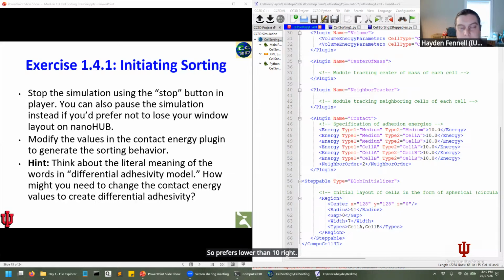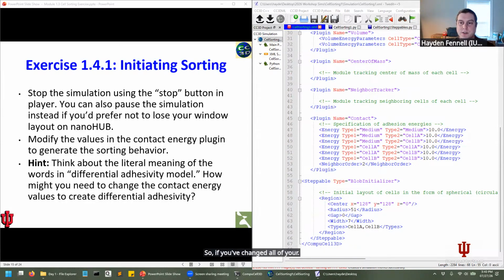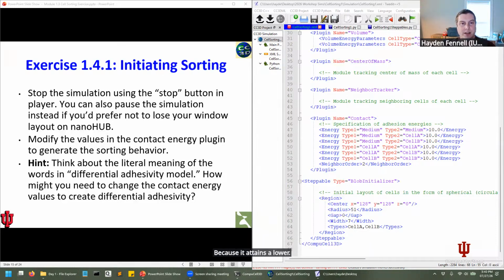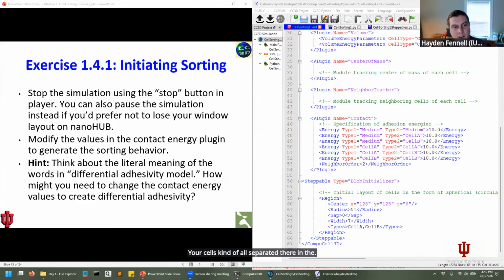So the lower the energy value, the higher the affinity for contact. So if you've changed all of your cell-cell interactions to a higher number than your cell medium, what's happening is your cells are preferring to touch medium rather than any other type of cell because it attains a lower energy state by maximizing the contact between cells and medium rather than cells and cells, which is why you have your cells kind of all separated there in the middle. So what you might do is try flipping your cell-cell interactions below 10 and maybe differentiating between cell A and cell B a little bit. Does that make sense?